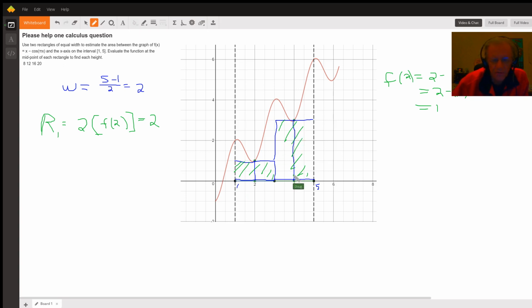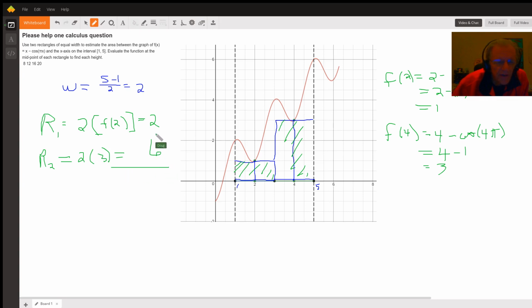And in a similar fashion, f of 4 will be 4 minus the cosine of 4 pi. But the cosine of 4 pi is also 1. So the height is 3. So the area of rectangle 2 is 2 times 3, or 6. And if we add the areas of those two rectangles together, we get 8. So that's basically how you do it.